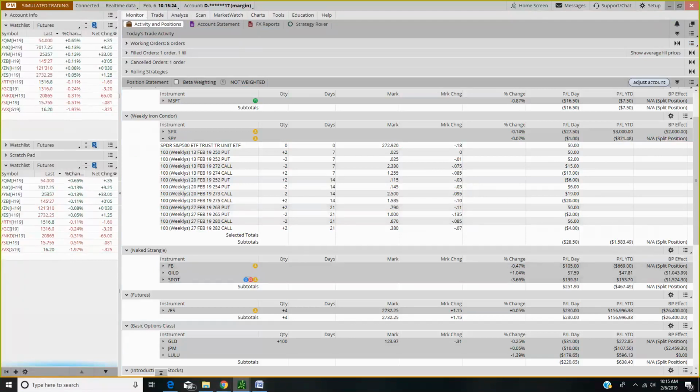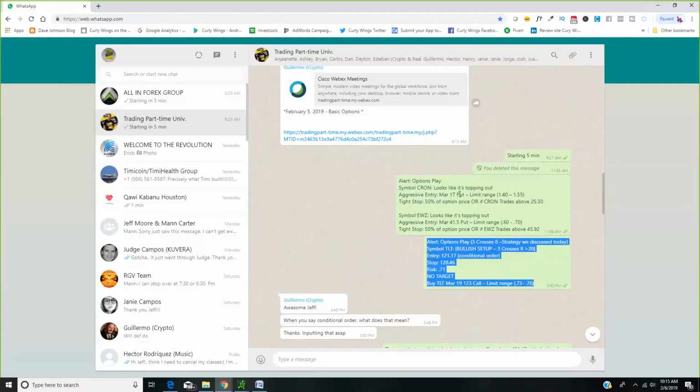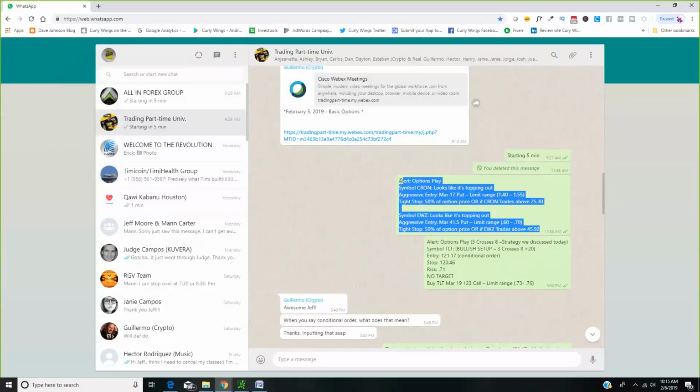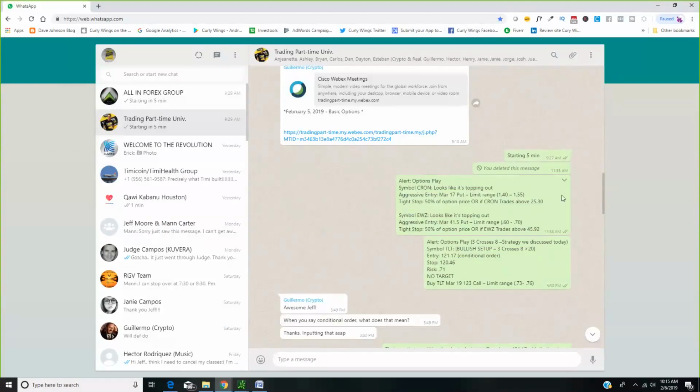Now, I sent some alerts. I wanted to check this out, guys. I want to show you some because Guillermo had a question. Here's the alerts that I sent yesterday. Let's take a look at Cron. Cron's taking a beating, so we're doing good on this one. I put an alert: symbol Cron looks like it's topping out. Aggressive entry, March 17 put. And I gave you a range.